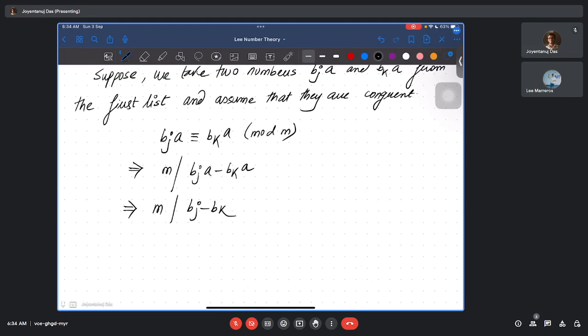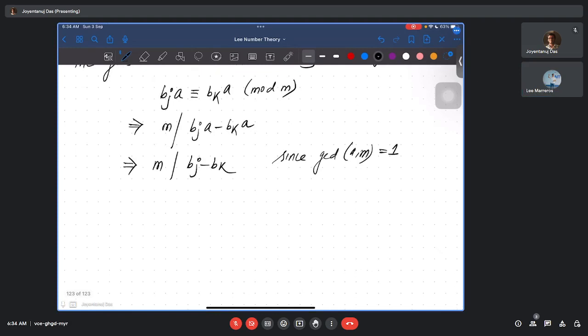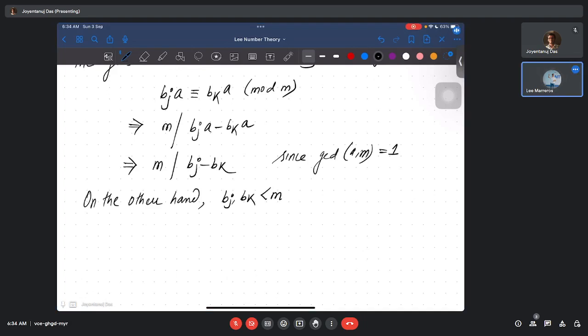So from here I can say that M divides Bj minus Bk, since the GCD between A and M is 1. But on the other hand, these both numbers Bj and Bk are strictly less than M, because that is the collection of numbers that are co-prime to M and less than M. So these numbers are strictly less than M.